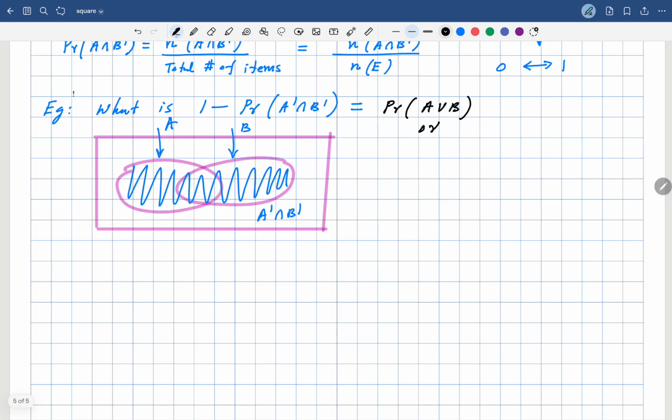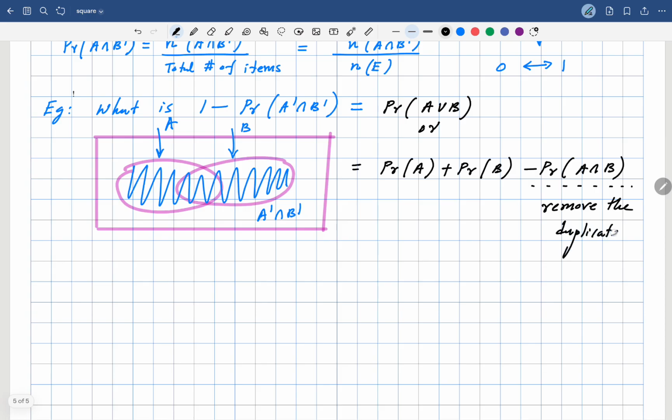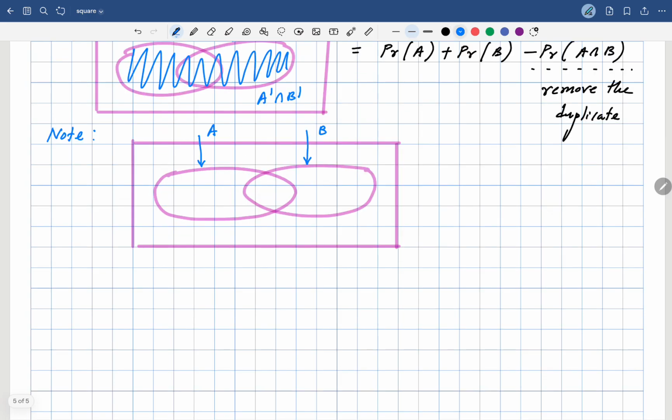Or you can say this is nothing but probability of A plus probability of B minus probability of A intersection B. Why minus probability of A intersection B? You are removing the double count, right? So this is to remove the duplicate. Now we'll understand how this duplicate works and how to remove it.